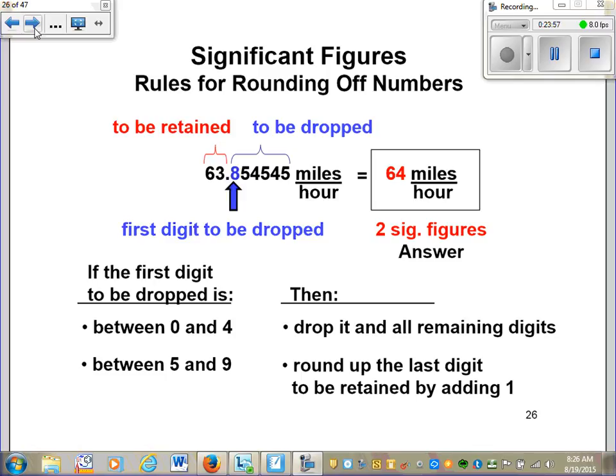Does that make sense? You do a whole bunch of measurements, and you have one that's very inaccurate. It doesn't really matter how accurate the rest of them are. You can only be as accurate as your least accurate measurement.